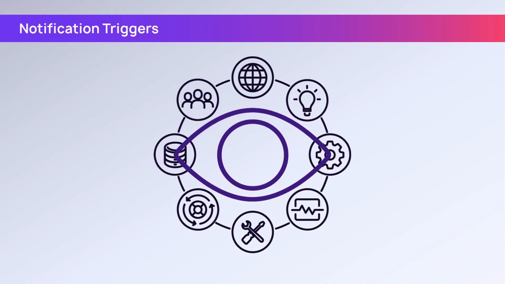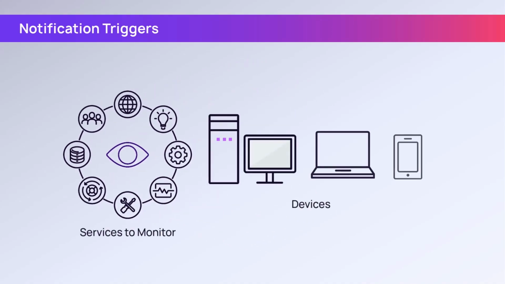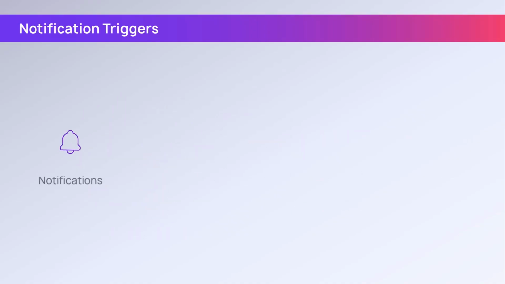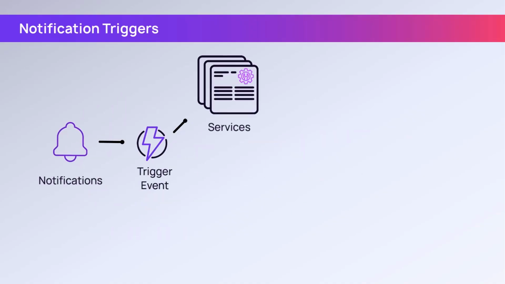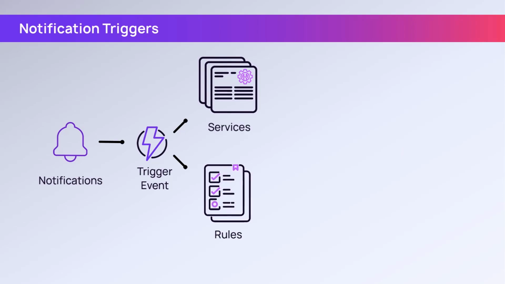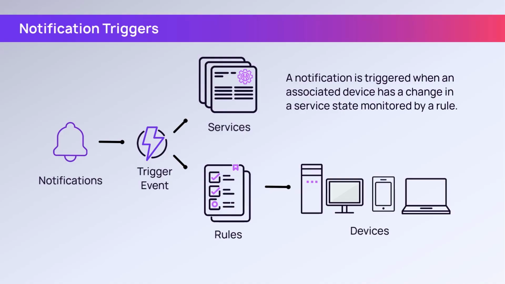The trigger details what service or services to monitor and which device or groups of devices to include. Notifications are triggered by changes in a service state in the rules applied to the notification. Any devices associated with the rule are included in the notification profile.